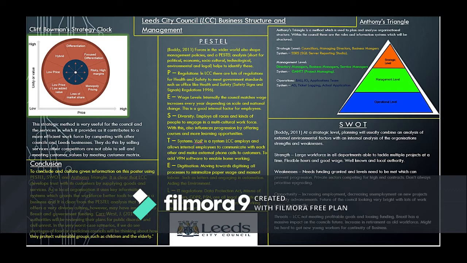Moving on to the Cliff Bowman strategy clock. This strategic method is very useful for the council and for the services it provides, as it contributes to a more efficient workforce by competing with other councils and leased businesses. They do this by selling services other competitors are not able to sell and meeting customer values.